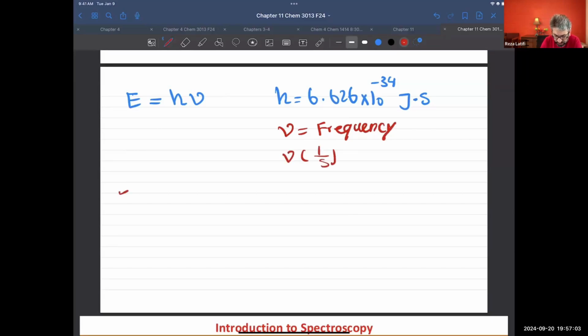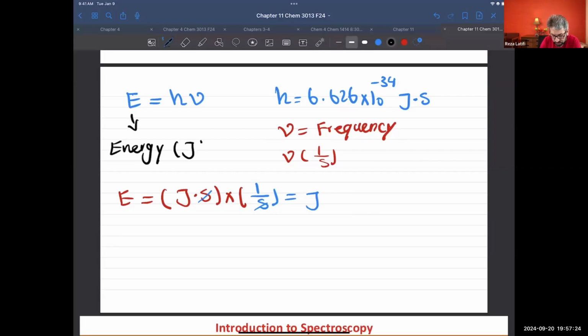Okay, and the unit for nu will be 1 over second. Let's take the energy. We have joule second multiplied by frequency, which is 1 over second. We're going to cancel second by second, and that's going to give us joule. And that's the right unit for energy. So this one is energy, and the unit for it will be joule.